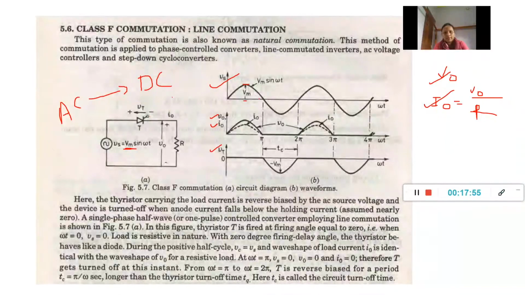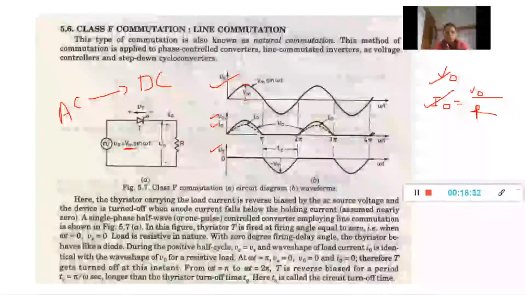But when the supply is in negative half cycle, the voltage across the thyristor is reverse biased. Once the voltage across the thyristor is reverse biased, the anode current falls below the holding current, and for some time the voltage is maintained in reverse bias mode, and the thyristor remains in off state. So here the commutation process occurs naturally through the source waveform. That's why this commutation is named line commutation or natural commutation. I will give the detailed description of this line commutation in whiteboard mode.